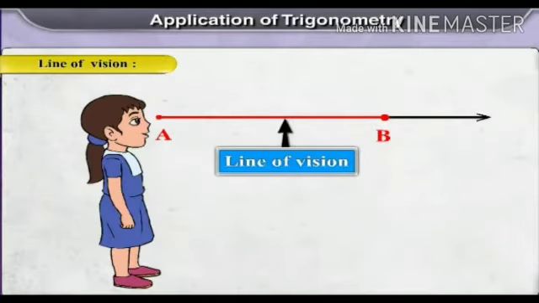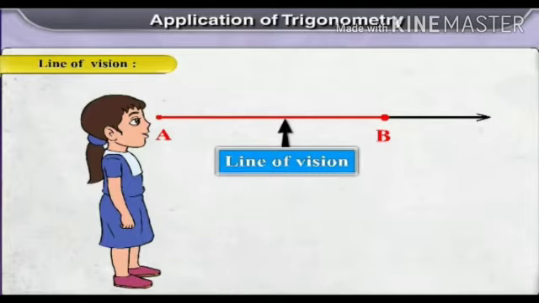The first term we must understand is the line of vision. If the observer at the location A is looking at an object B, then the line AB is the line of vision.